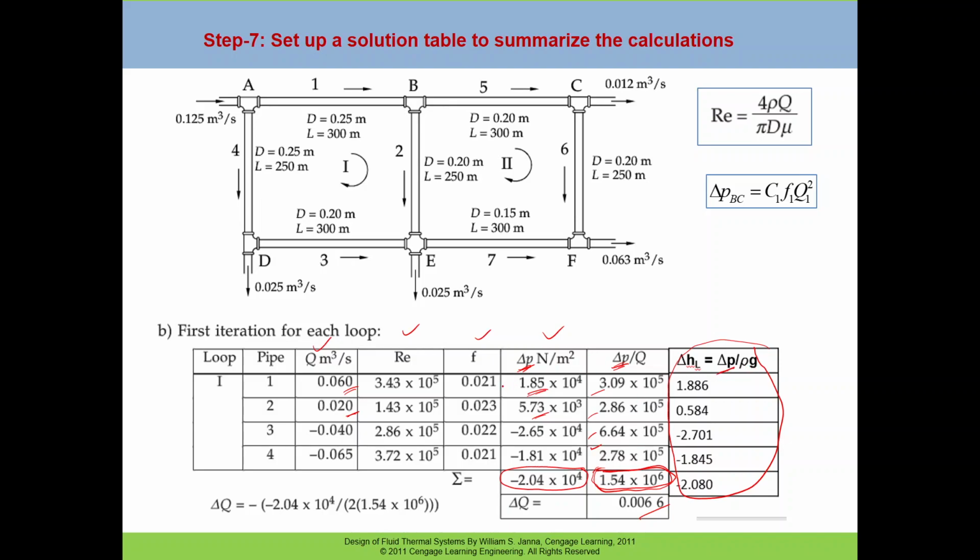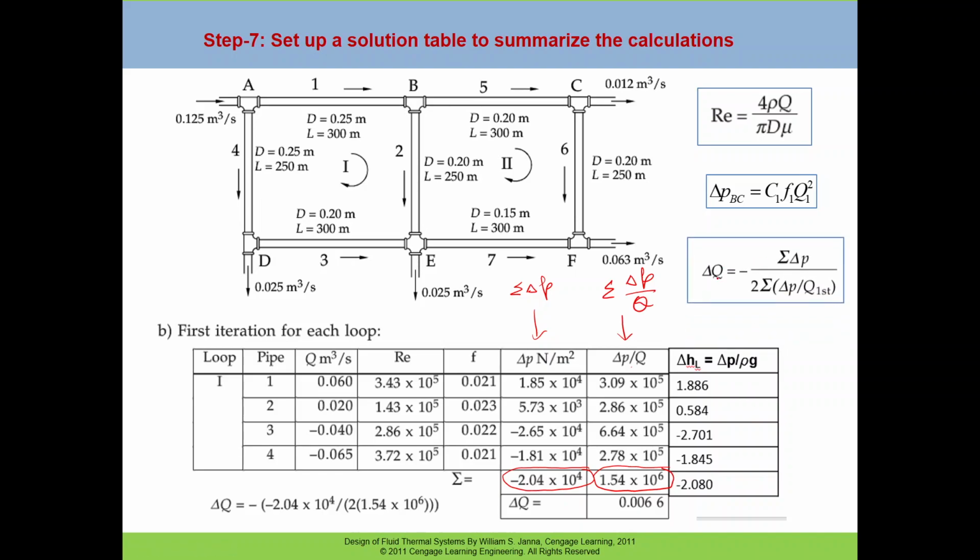Okay, now coming back to this delta P. Once you calculate the delta P for all 4 elements in the loop, you calculate the summation of delta P, and here also the summation of delta P over Q. So we can find and fill up the values in this table: Q, Re, f, delta P, and delta P over Q. Then we can find the summation values: this is the summation of delta P, and this is the summation of delta P over Q.